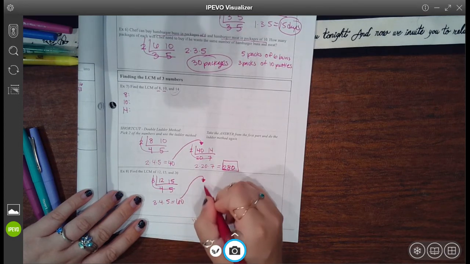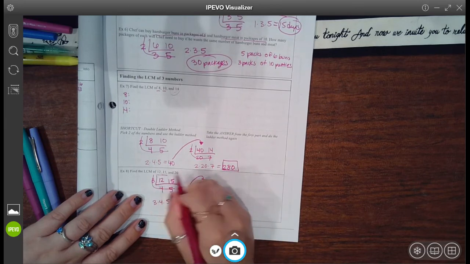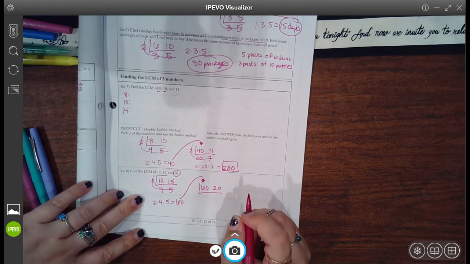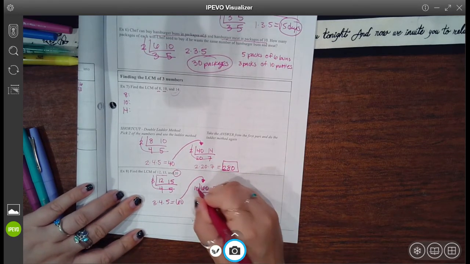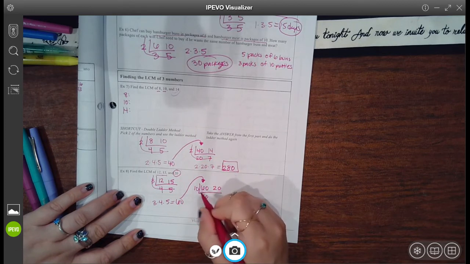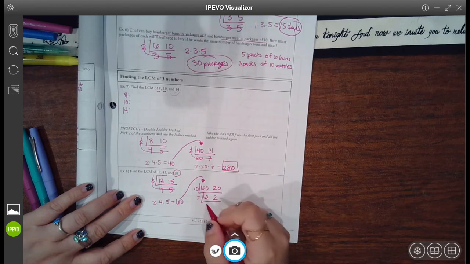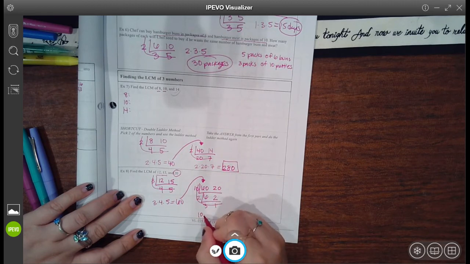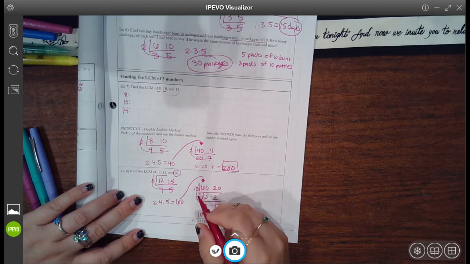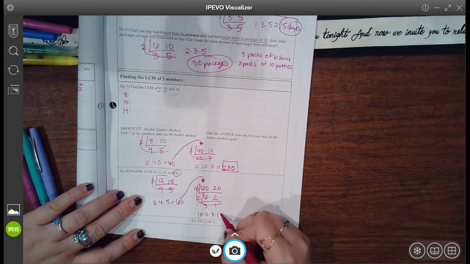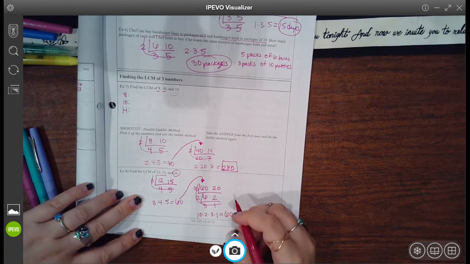So now I have the LCM of those 2 numbers, and I want to also find it of that third number. So what can go into both 60 and 20? 10 can. Well, 10 times what is 60? 6. And 10 times what is 20? 2. Can you keep going? Yep. 2 can go into both of those. 2 times what is 6? 3. And 2 times what is 2? 1. Can I keep going? Nope. So multiply all those. 10 times 2 times 3 times 1. 10 times 2 is 20. 20 times 3 is 60. And 60 times 1 is 60.